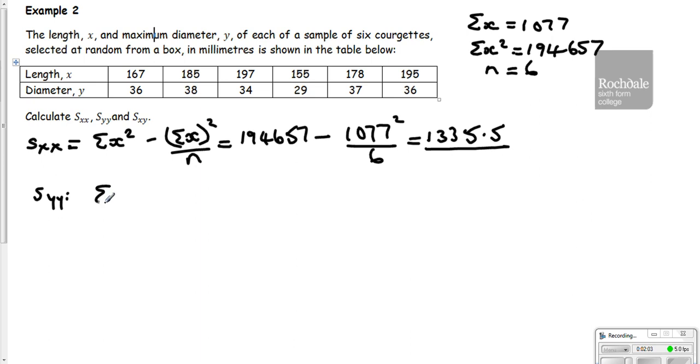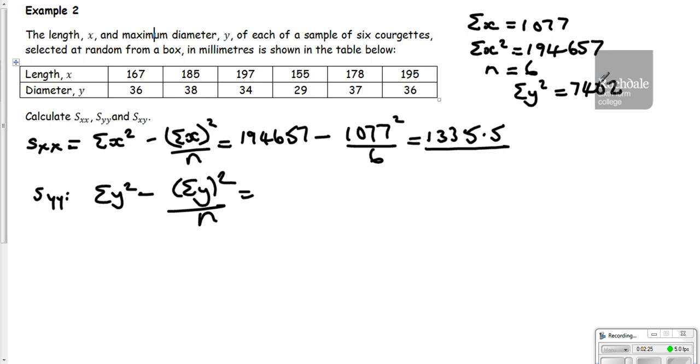So very similar for SYY. Same idea. So sum of y squared we're going to have to work out. Again, square each one first and add them up. 36 squared, add 38 squared, and so on. If you have a go, you should get 7402. So make sure you check that you can get that. We also need sigma y. That just means add up the individual y values. I got 210 for that one.